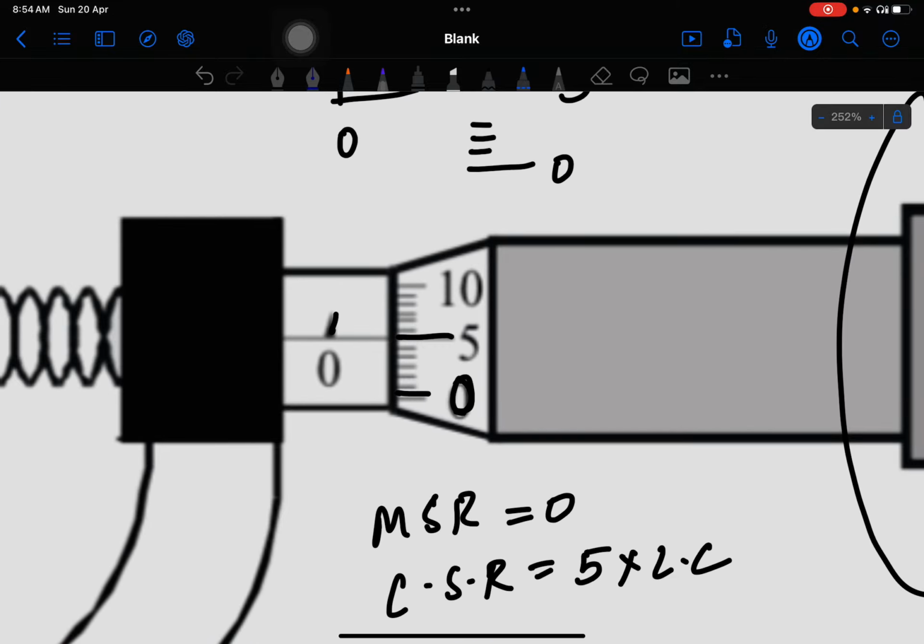So on rotating the screw, will this 5 go up or will it go down? Which way will this 5 move? The 5 is going to come down. So now 6 will be shown, 7 will be shown, right? It means it is showing you an exaggerated value because it's not really 6. It is just the least count value. It's not 7, it's just 2 times the least count value, the actual object measurement.